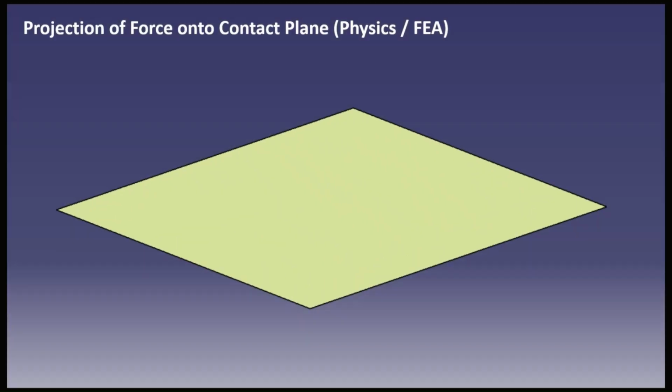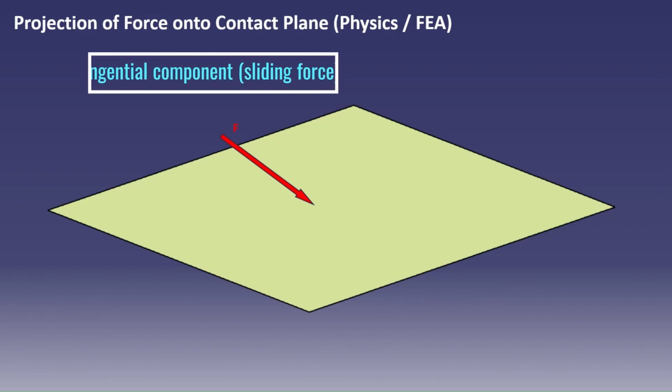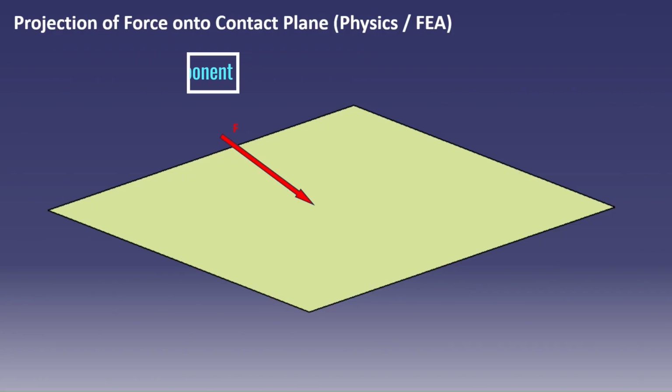Understand a very practical problem from physics and finite element analysis. Here, a force F is applied on a surface at some angle. And you want only the tangential component, the sliding force, on this surface. This surface has unit normal, denoted by n.